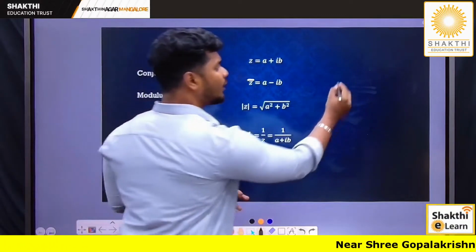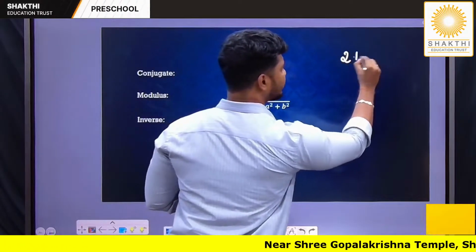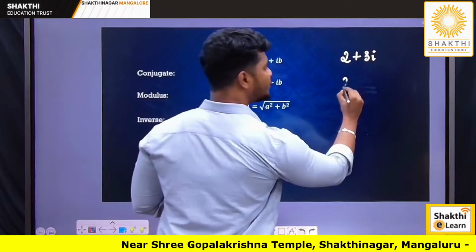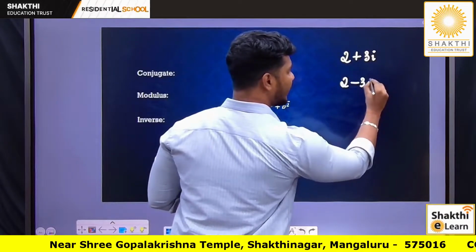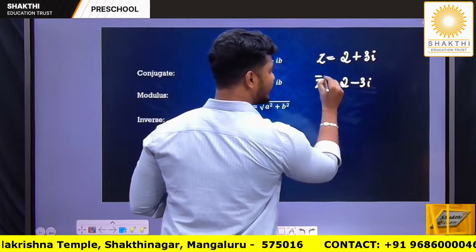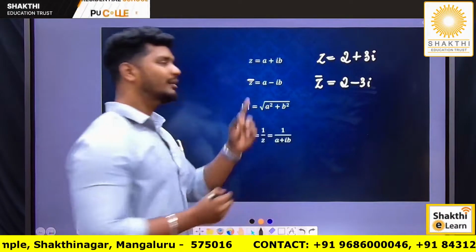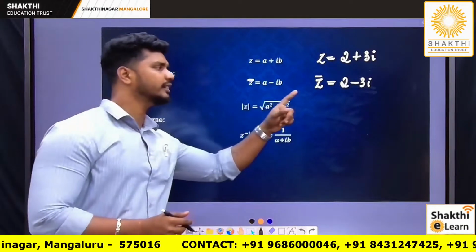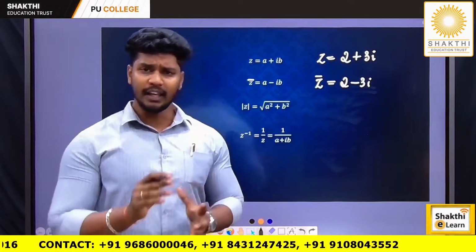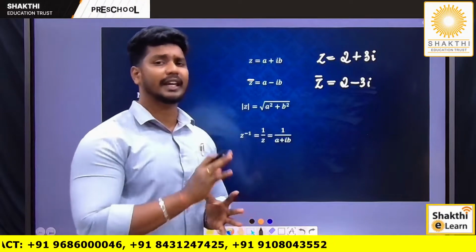Suppose I'm having a complex number 2 plus 3i. The conjugate of this complex number will be 2 minus 3i. And if suppose this complex number is written as Z, the conjugate is represented as Z bar. You're reading it as Z bar, it is Z conjugate. Z conjugate is equal to 2 minus 3i. Just keep in mind that the sign of the imaginary part has to be negated.